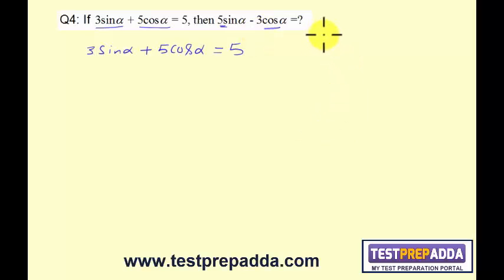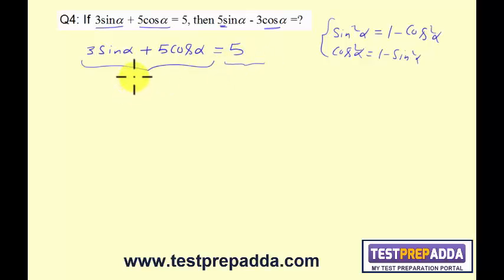We know the basic identity. Sine square alpha is equal to 1 minus cos square alpha. Cos square alpha is equal to 1 minus sine square alpha. So we will try to use these identities here. For that, we will square both sides. If you square, it will be written as 3 sin alpha plus 5 cos alpha whole square is equal to 5 square, means 25.